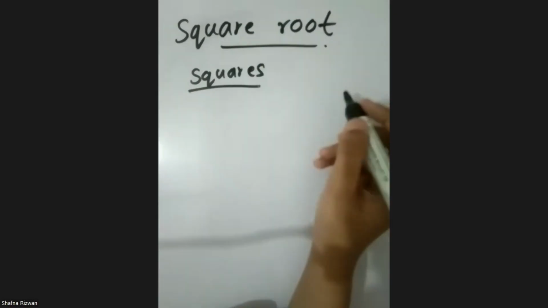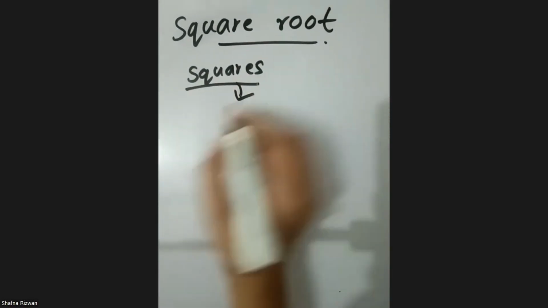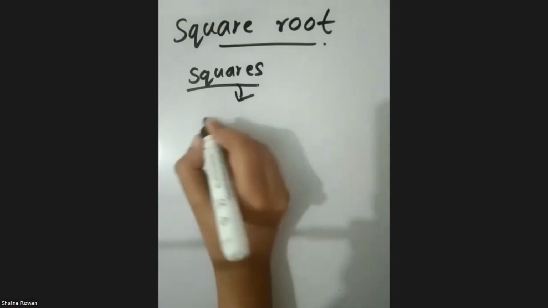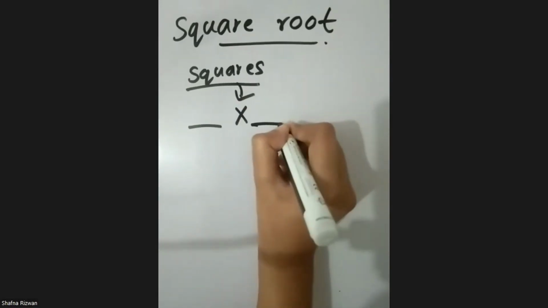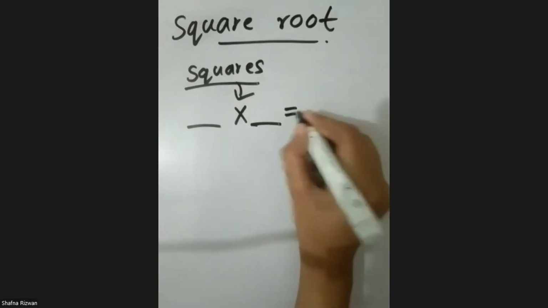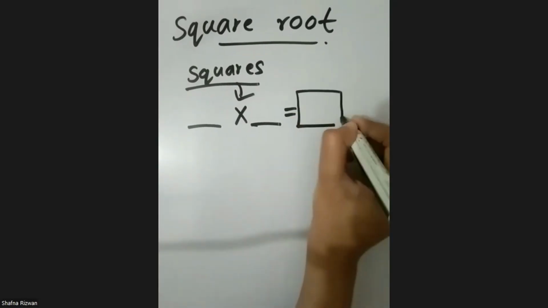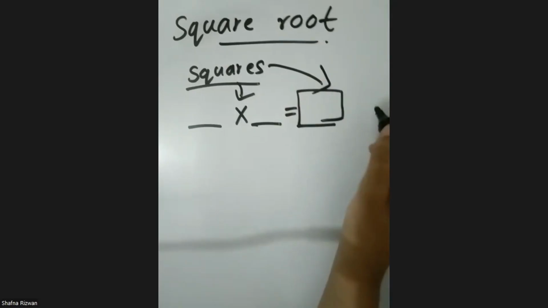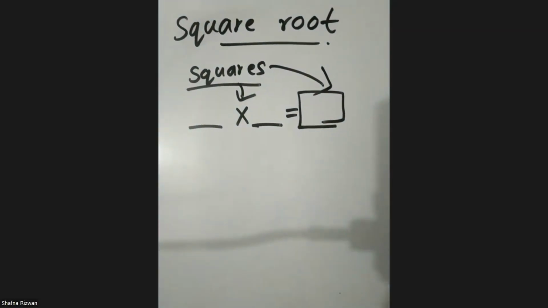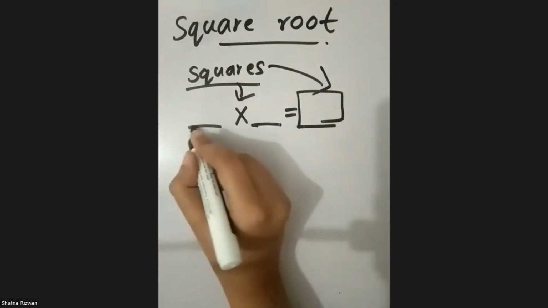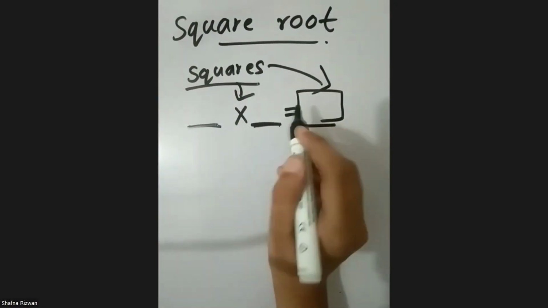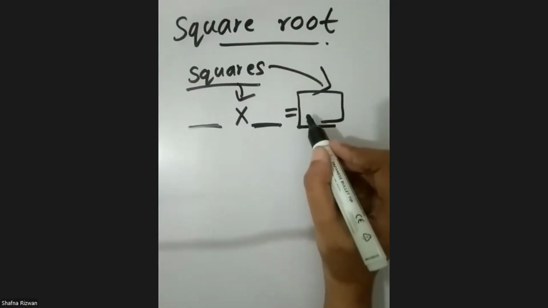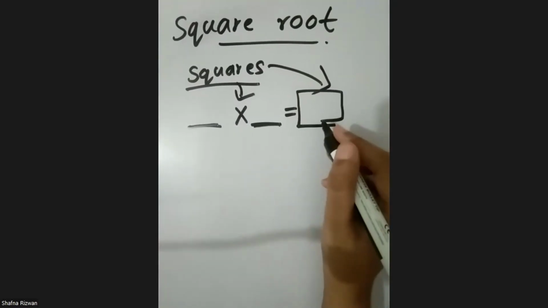When you take squares, always remember that we are going to take any number and multiply it by the same number. The answer that you get here is considered a square. So what is a square? You take any number and multiply it by the same number itself, so that the answer that you get is known as your square.